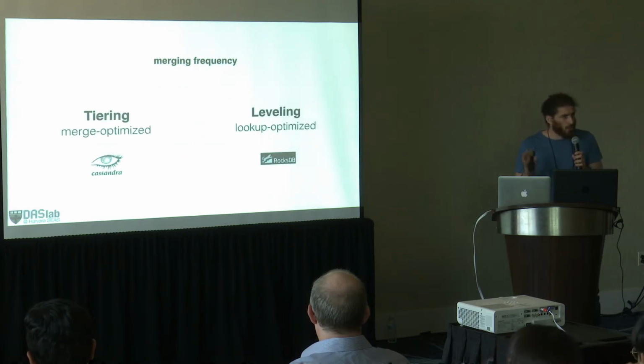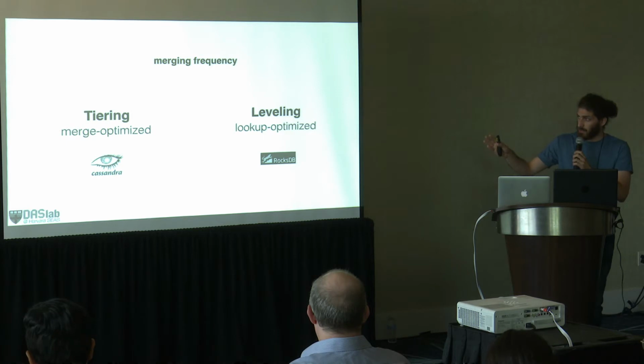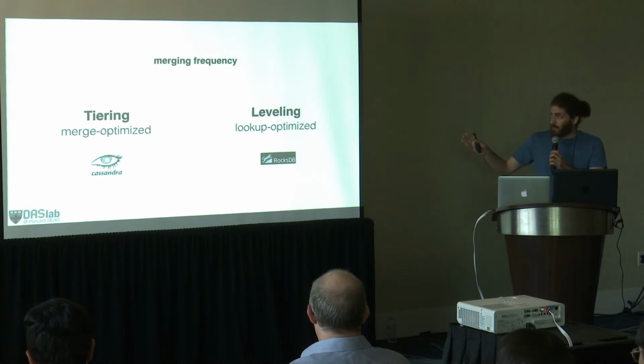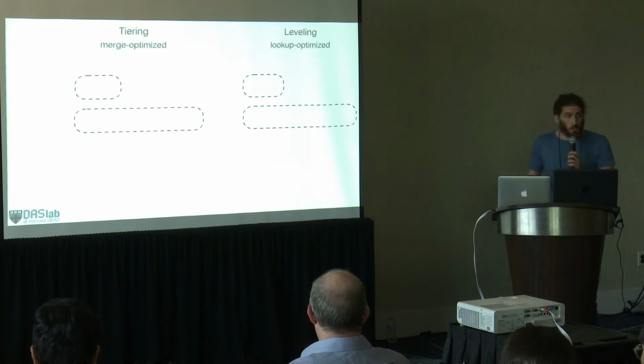And in general, all LSM trees implement one of two merge strategies to strike that trade-off. So one of them is called tiering and the other leveling. One is more merge optimized, that's tiering, and it's used by default in Cassandra. And one is leveling, that's more lookup optimized, and it's used by default in, for instance, RocksDB. So how do these work?